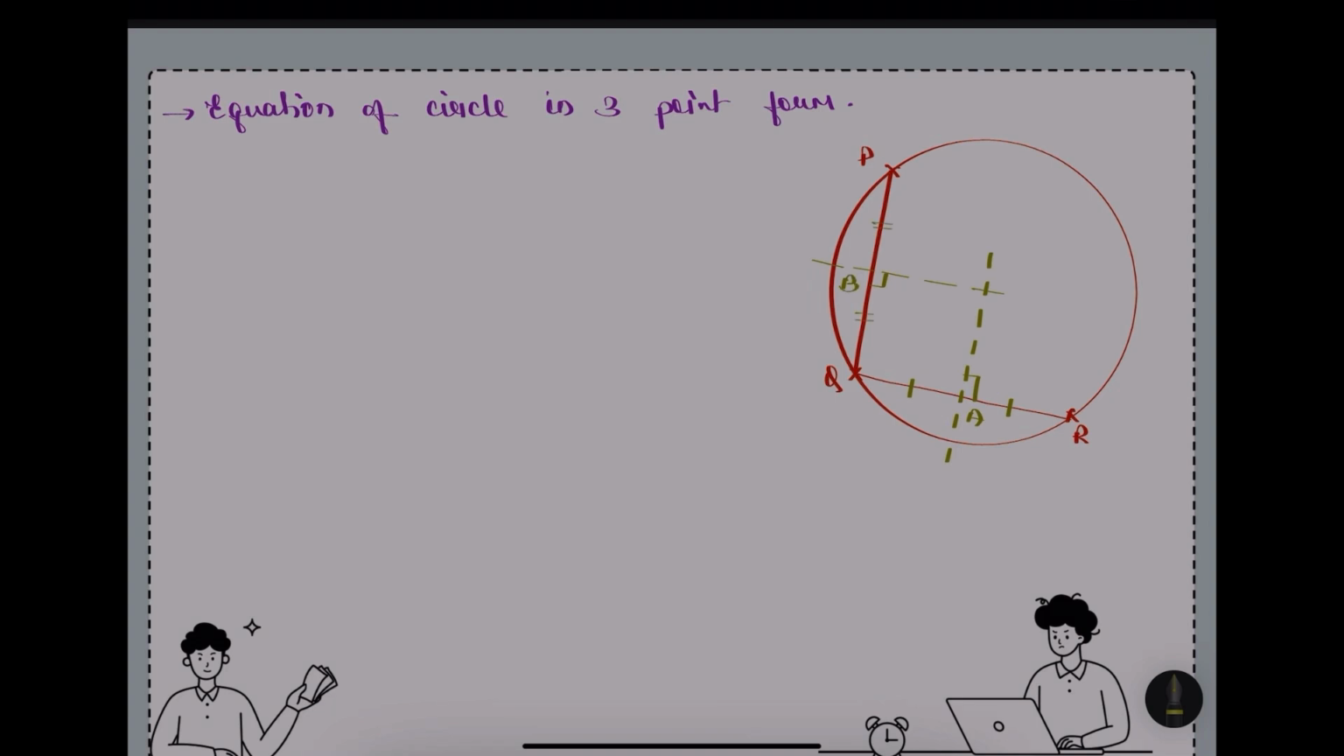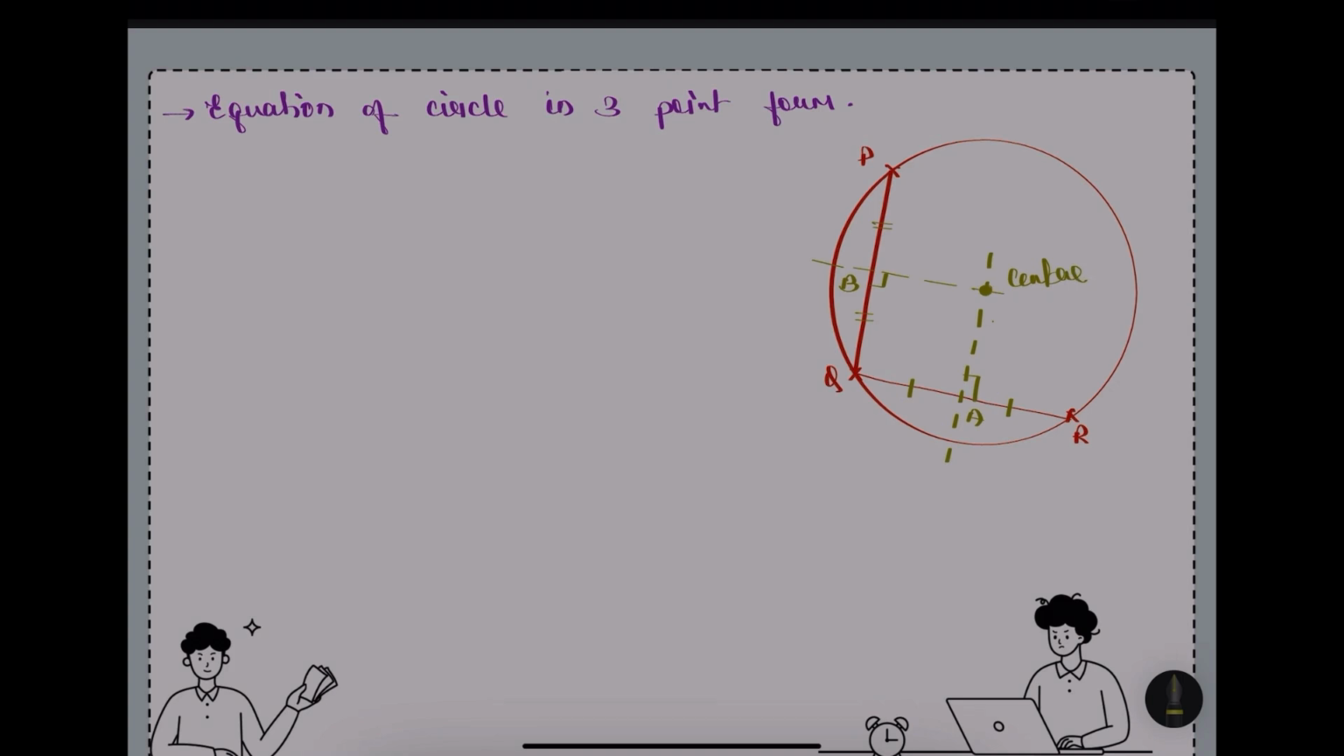So what we have to do is solve these two lines, this line along with this line, both you have to solve. If you solve these two lines, you will get the point of intersection, which will represent the center of the circle.